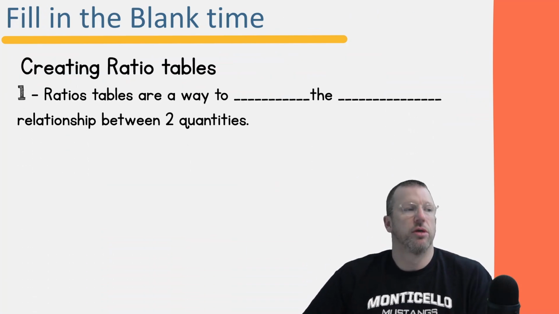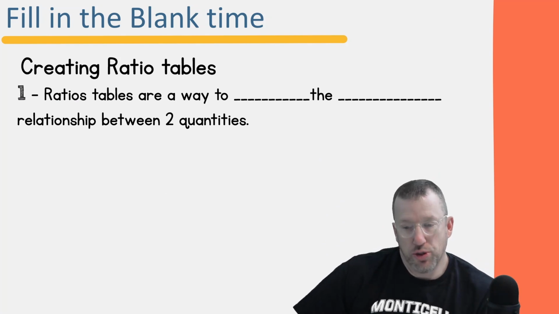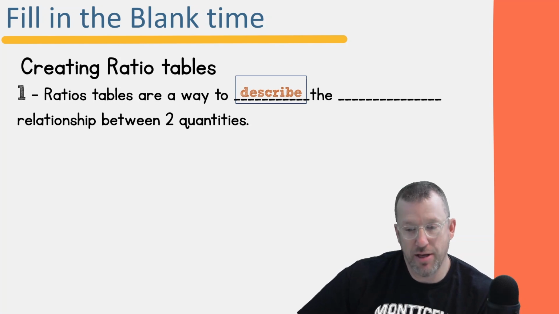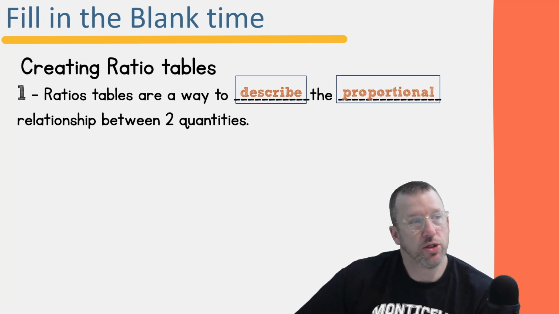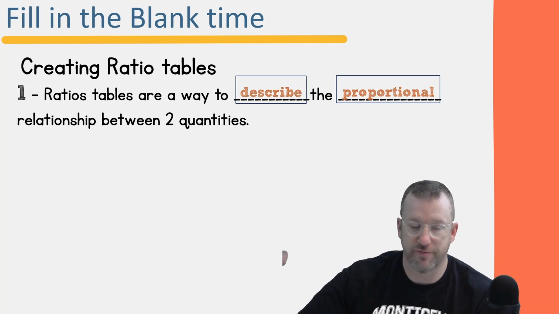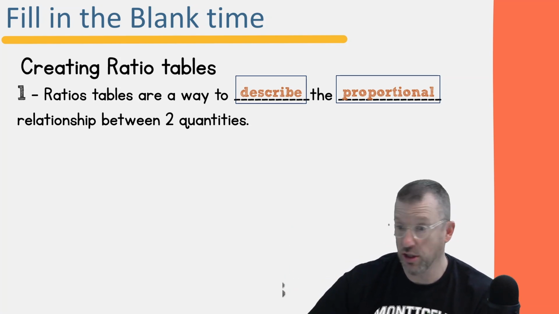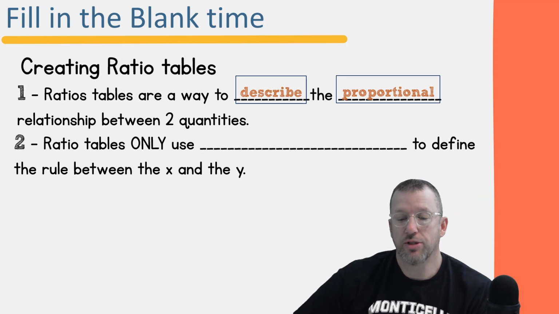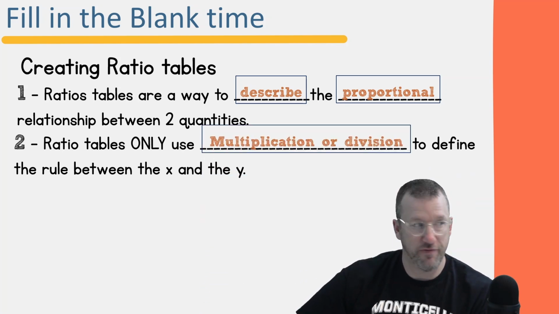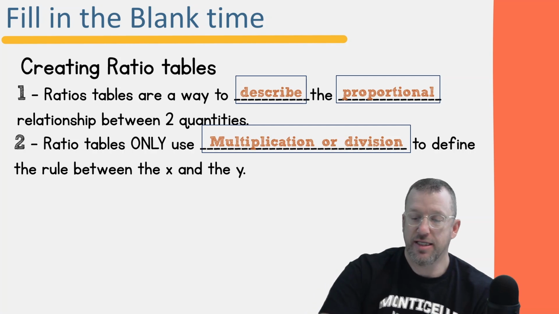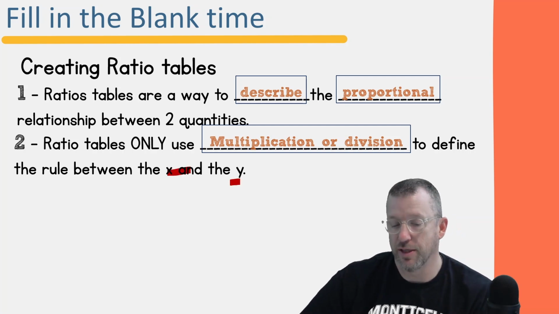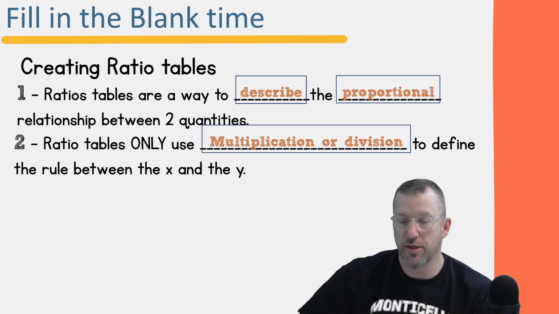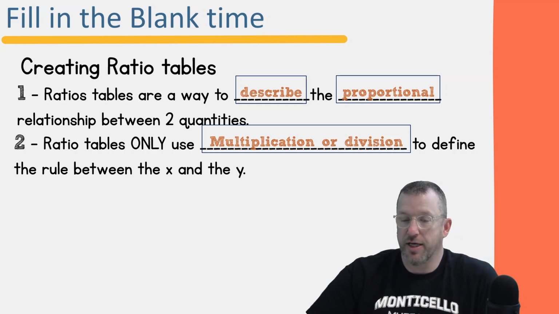Let's fill out some notes. Ratio tables are a way to describe the proportional relationship between 2 quantities. So a ratio table shows us 5 DVDs cost $25. 1 DVD costs $5. 2 DVDs cost $10. It's a way to describe that relationship. Ratio tables only use multiplication or division to define the rule between X and Y. And I say X and Y, but in that last situation, it really wasn't X and Y. It was DVDs and money. And it could be a bunch of different things. But it's how we compare those two, we have to use multiplication and division.